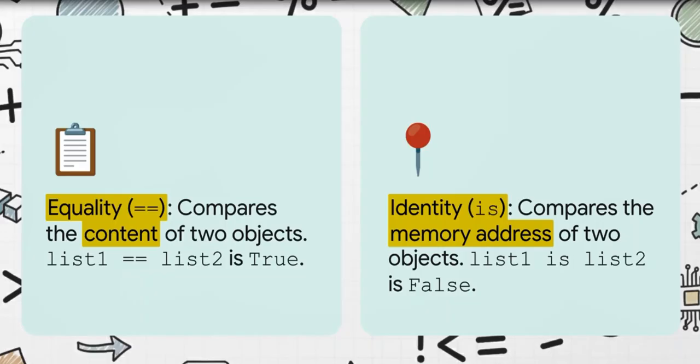But the is operator asks a different question. It asks, are these two things the exact same object in the computer's memory? And since we made two separate lists, they aren't. So is returns false. Getting this difference is a huge level up moment for any programmer.